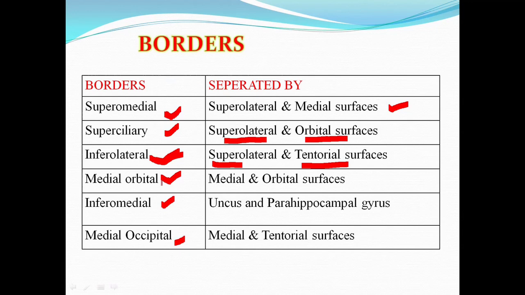Now you will be studying the inferior surface. At the tentorial part, you will study the uncus and parahippocampal gyrus. Between the uncus and parahippocampal gyrus and the medial surface, I'm going to term it the inferomedial border. And the medial surface and the tentorial surface are separated by the medial occipital border.